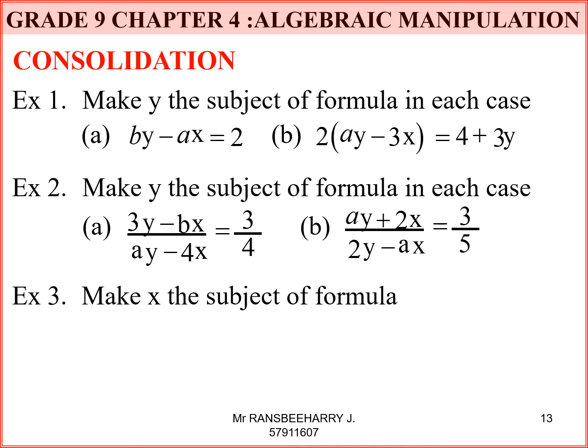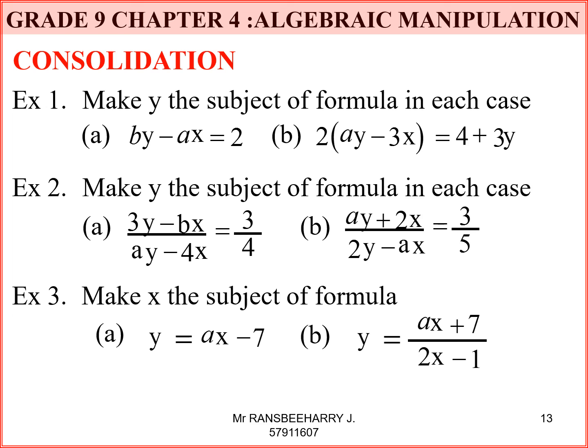Example 3. Make x the subject of formula in each case. Part A, y is equal to ax minus 7. Part B, y is equal to ax plus 7 over 2x minus 1. Part C, y is equal to square root of 4x minus a.